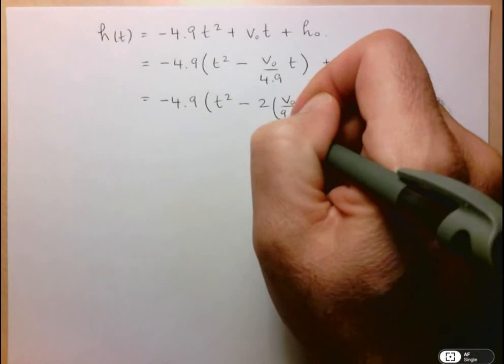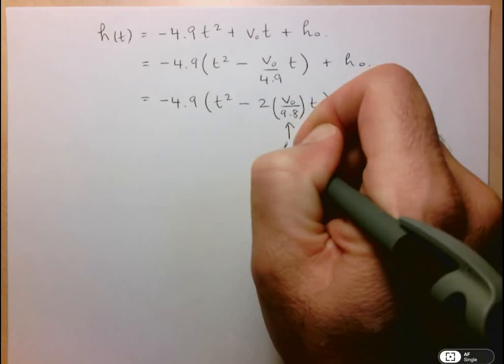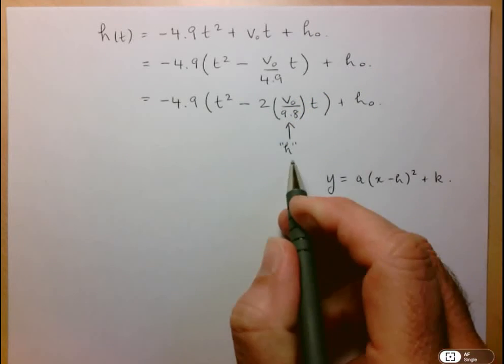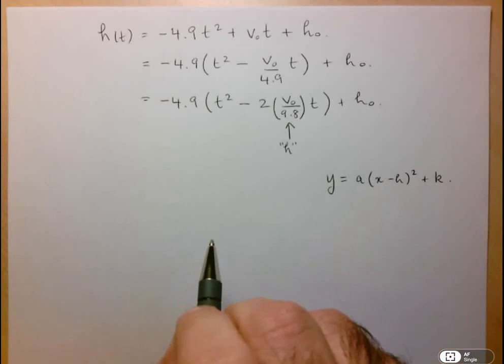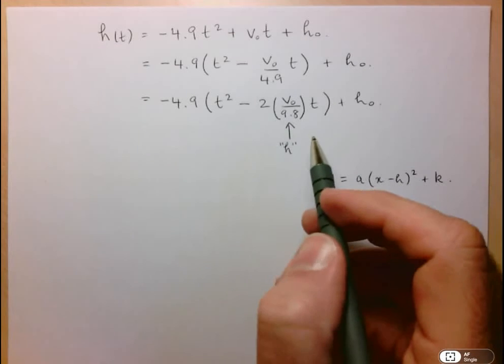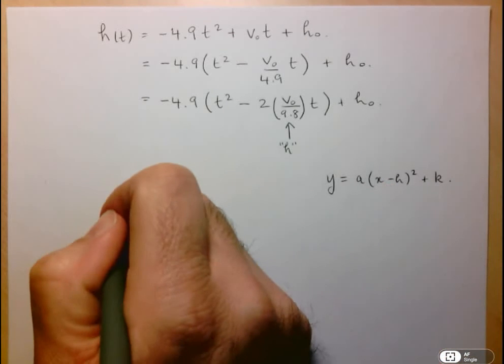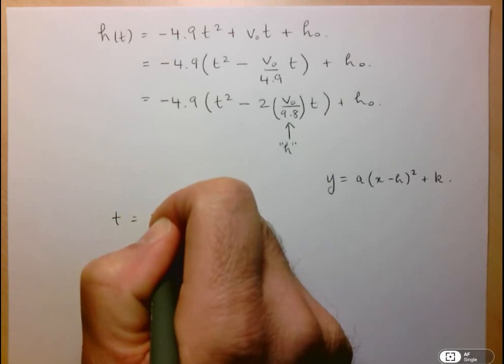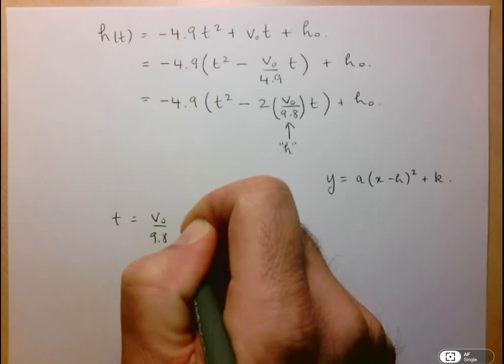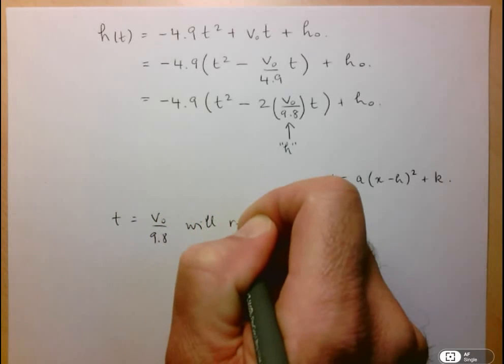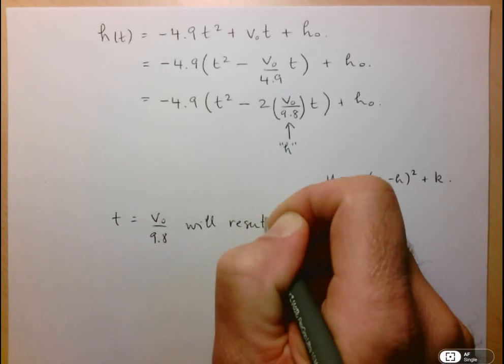So we've already found that. This here is our h value, and by h I mean our h in our vertex form of the equation. So I actually don't need to go on. I know that this value here, V naught over 9.8, will result in a maximum height.